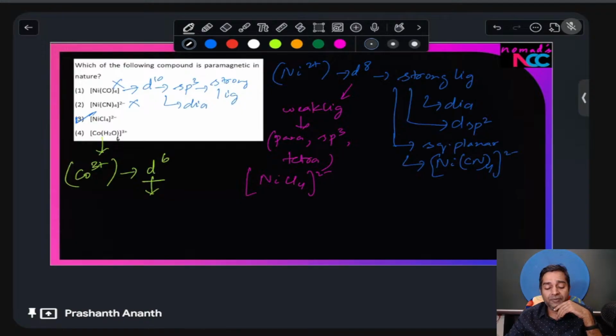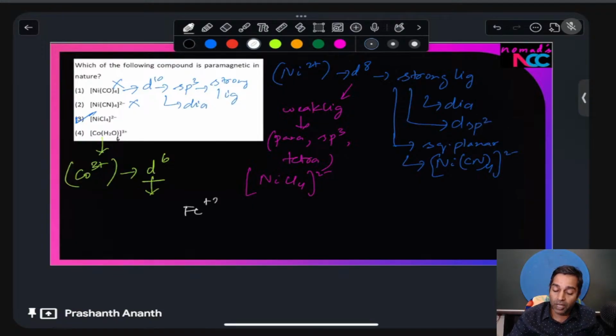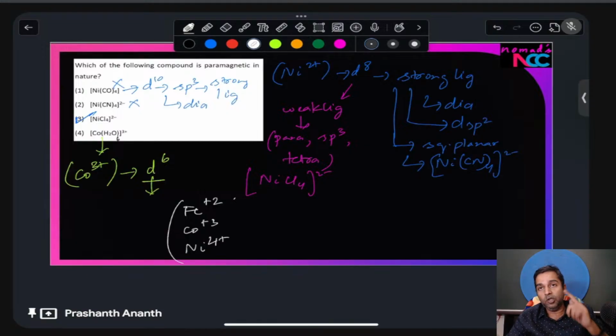So in this particular case, if it's going to be a d6 complex here, ideally speaking for cobalt 3 plus, I am not 100% sure there, because if it is going to be even slightly, moderately stronger, yes, inner field is going to be fine. But for cobalt 3 plus d6, there are many d6 possible. When it comes to d6 complexes, you end up having different types possible. You have iron 2 plus, cobalt 3 plus, and nickel 4 plus. All three of these are d6: iron, cobalt and nickel.